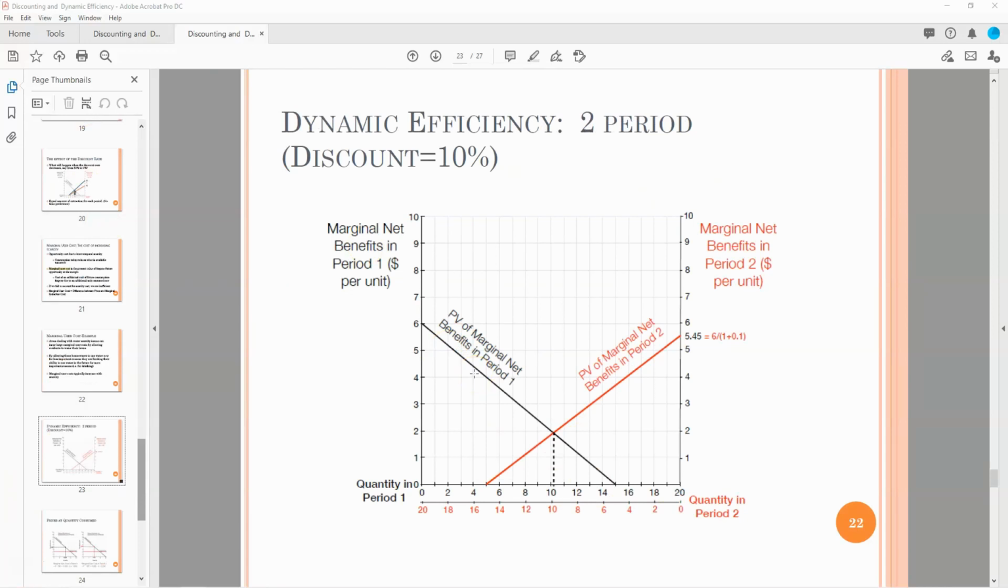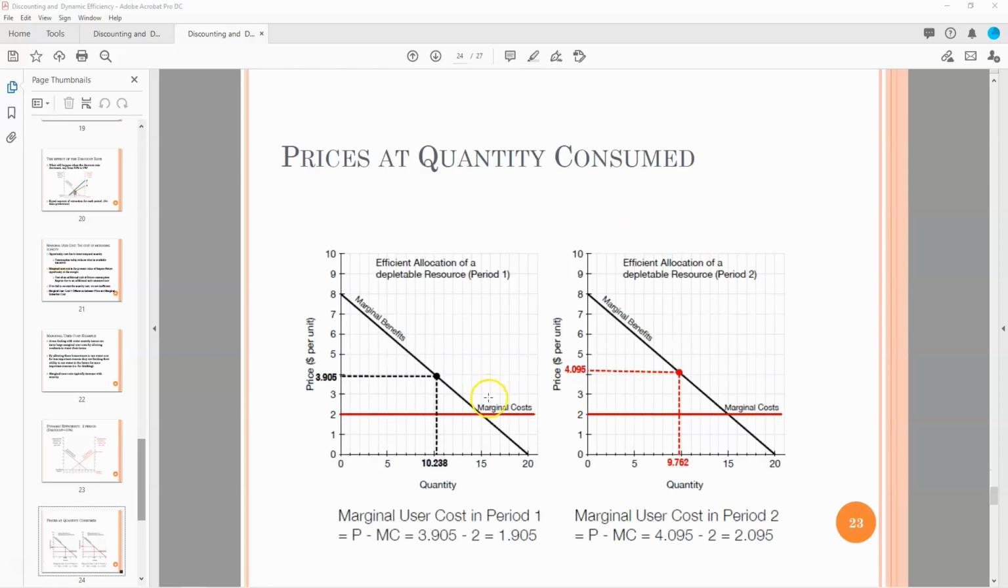Then let's go back to our graph to see how we can get the marginal user cost in different periods. Suppose we consume 10.238 in period 1, then the corresponding price would be 3.905, right? So we already know the marginal user cost is calculated by the difference between price and the marginal costs. And the marginal cost in both periods is 2. So the marginal user cost in period 1 is equal to 3.905 minus 2, which is 1.905.